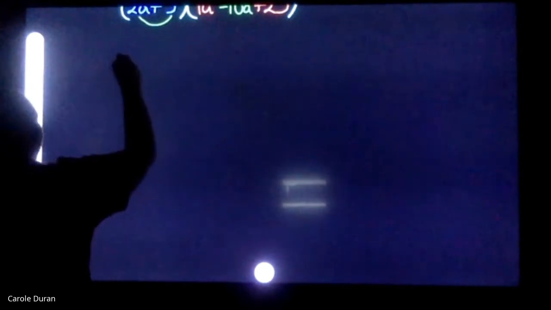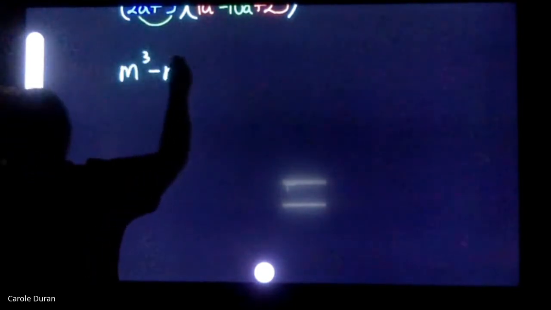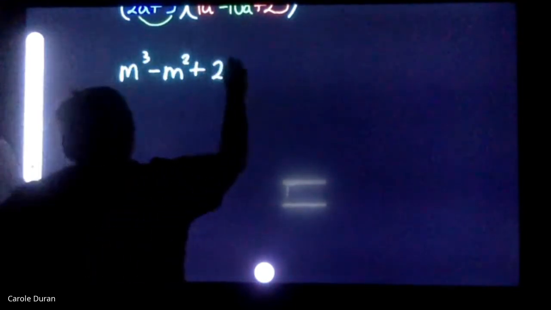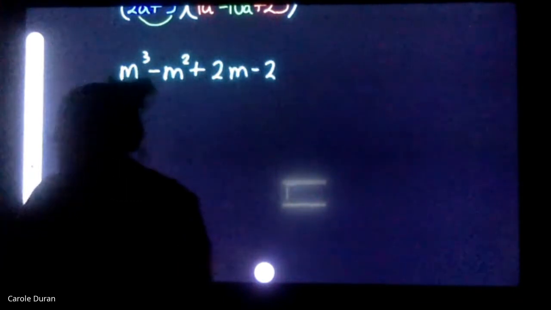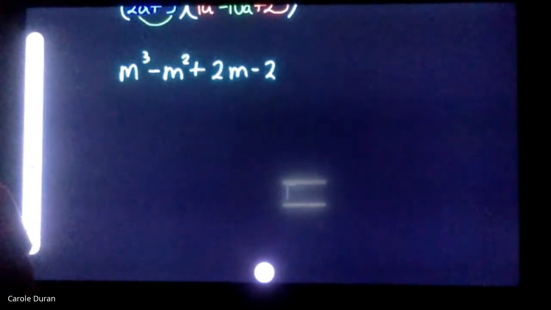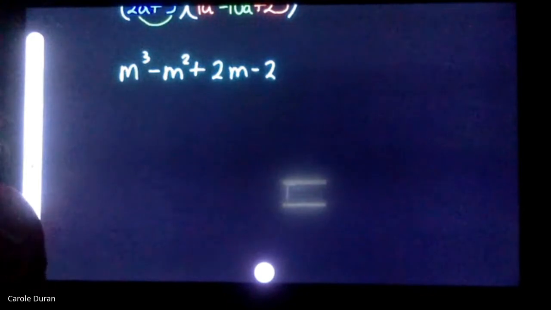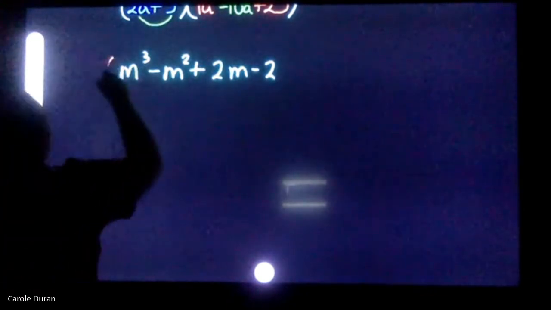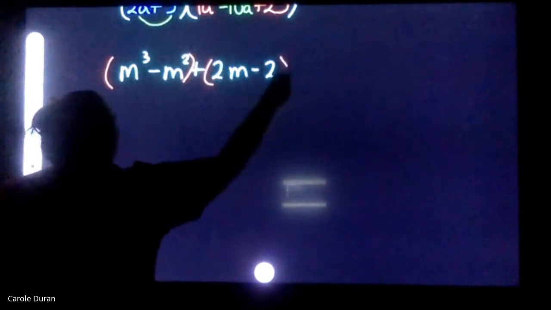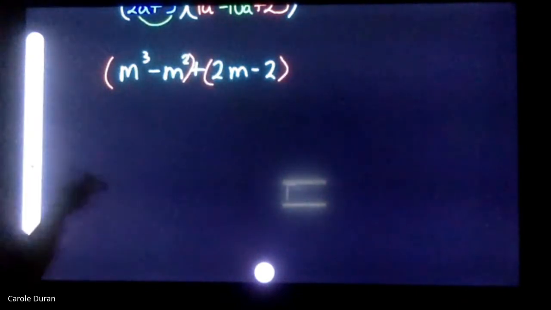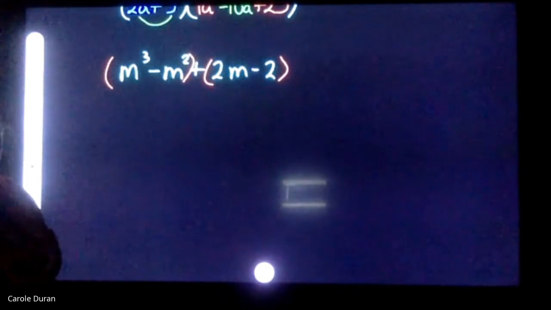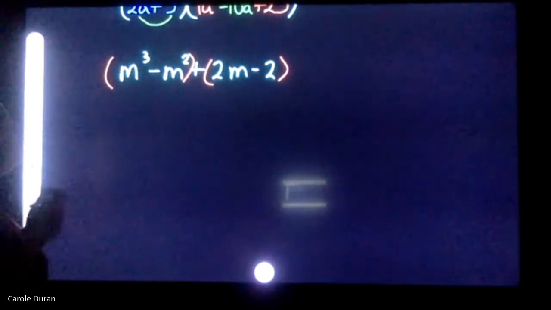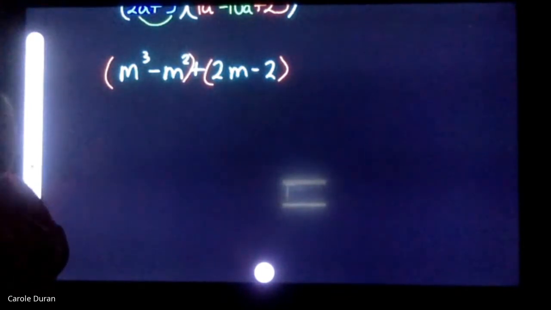So on F, I have m cubed minus m squared plus 2m minus 2. I have 4 terms, so none of my special cases apply, which means I need to find another way to do this. I'm actually going to use grouping on this one because it kind of looks like it's set up perfectly for that. So on grouping, I take my first 2 terms and I group them together in a parentheses. And then I ask myself, okay, what's the biggest thing I can take out of each of them?